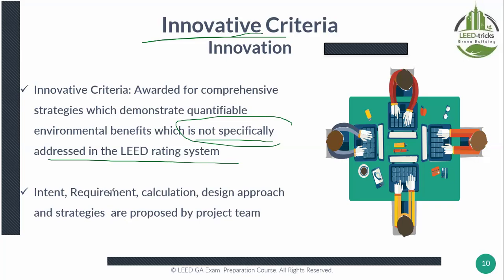So the innovative option under innovation criteria, you bring something new. They allow you this for innovation. You can take the 5 points here in innovation if you want, but maximum 5. So you need to quantify comprehensive strategies: intent, requirement, calculation, design approach. Like you are making a credit, you put intent, requirement, calculation, and so on.